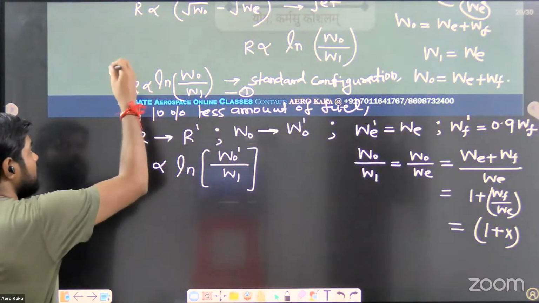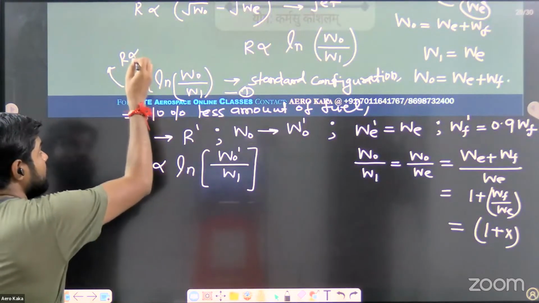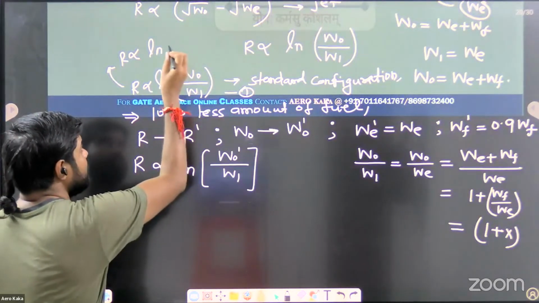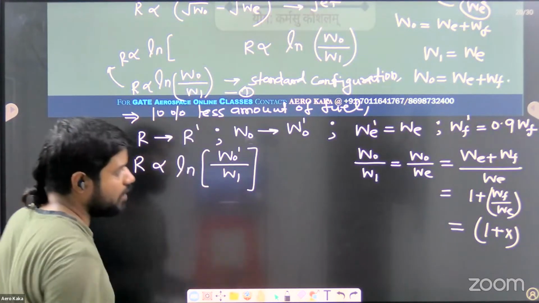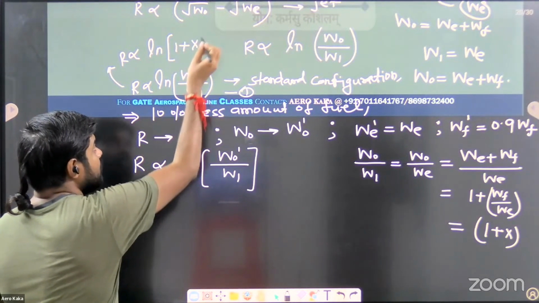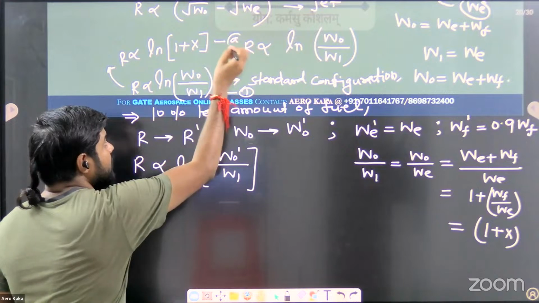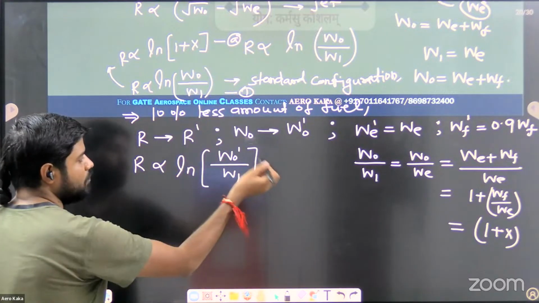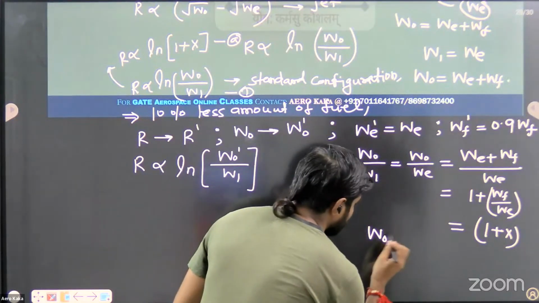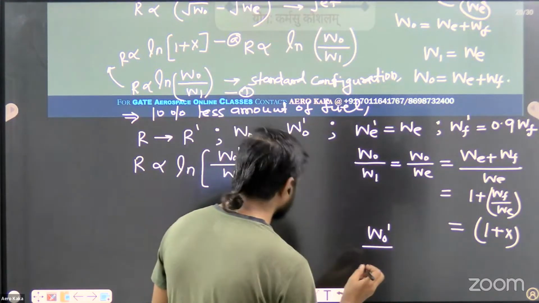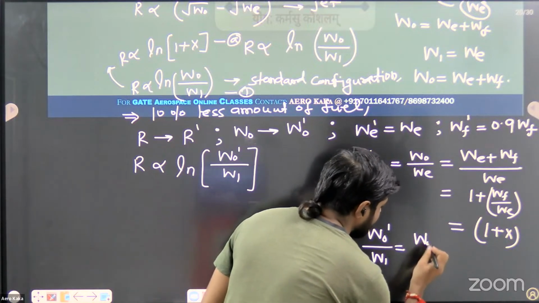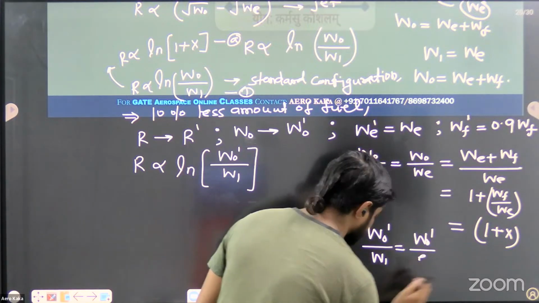So your equation number 1, finally you can write R is proportional to ln of 1 plus X only. Let's say this is equation number A. Similarly, if you simplify it further, what can you write here? This W naught prime upon W1 is nothing but W naught prime upon WE.